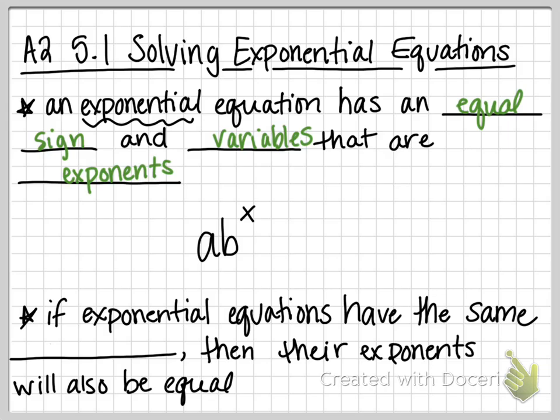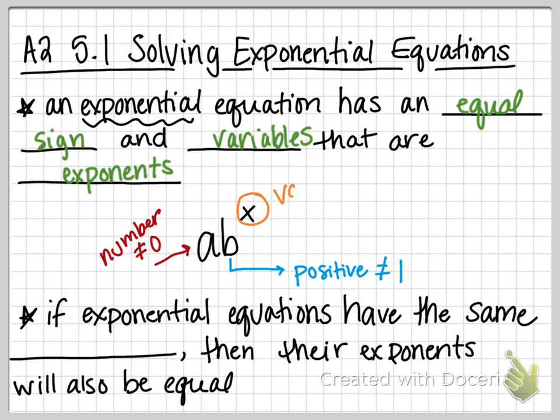So they'll always take this form, a times b to the x, where a will be a number that is not 0. B will be positive and not 1. And then x is going to be our exponent, and it will be a variable. So we will have a variable up in the exponent position that we're going to have to solve for.